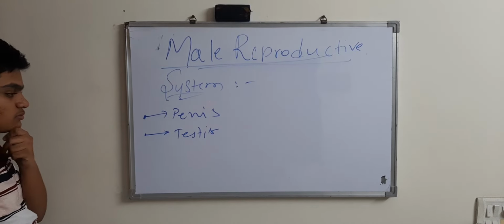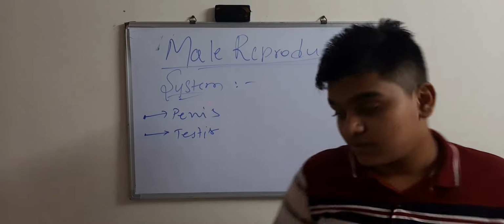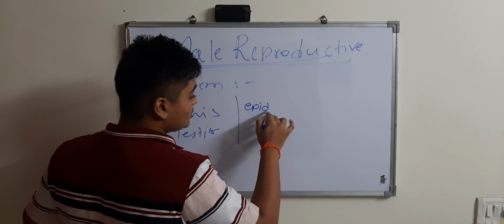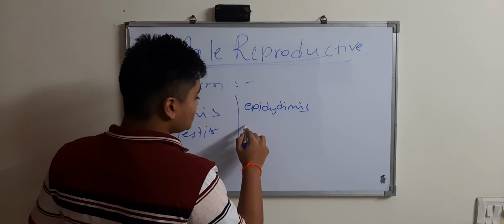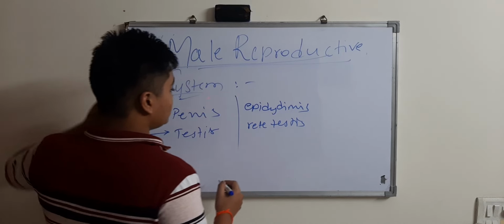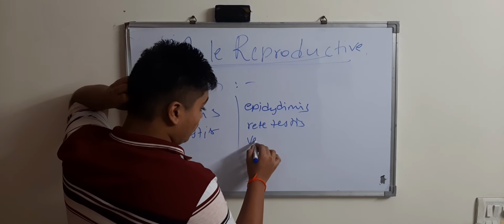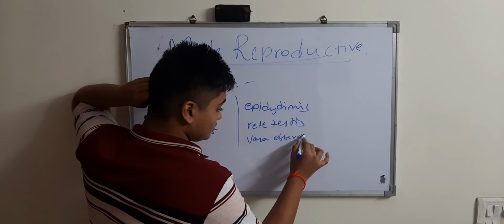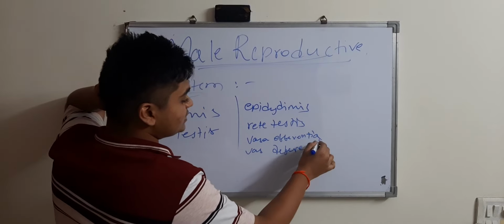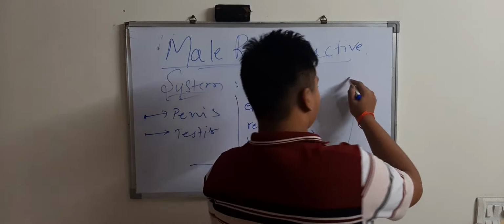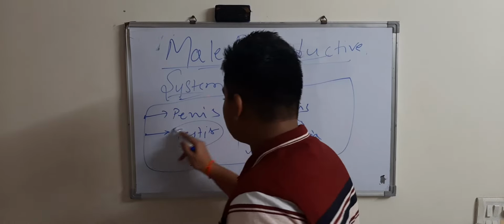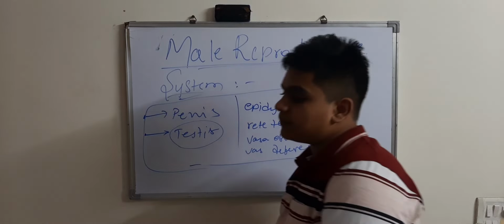Next one. We have many ducts, like the epididymis, rete testis, and these are all accessory ducts: vasa efferentia, vas deferens, etc. These all are the components of the male reproductive system in general. In today's video, we will mainly be focusing on the testes of the male reproductive system.